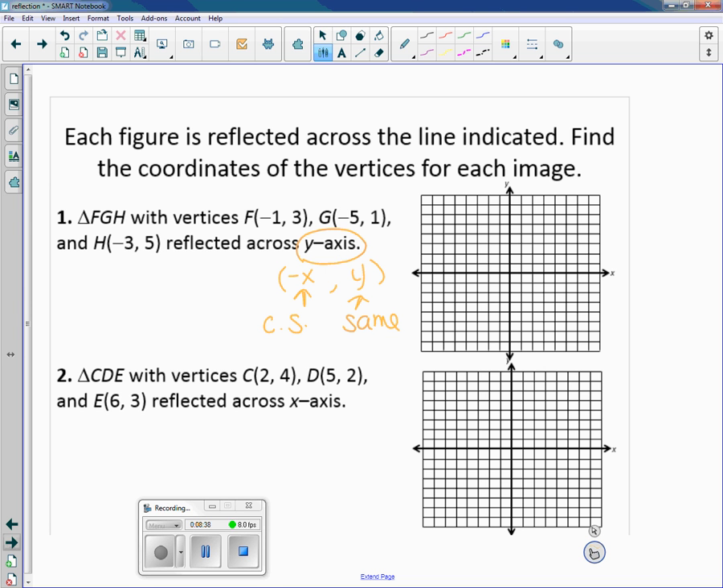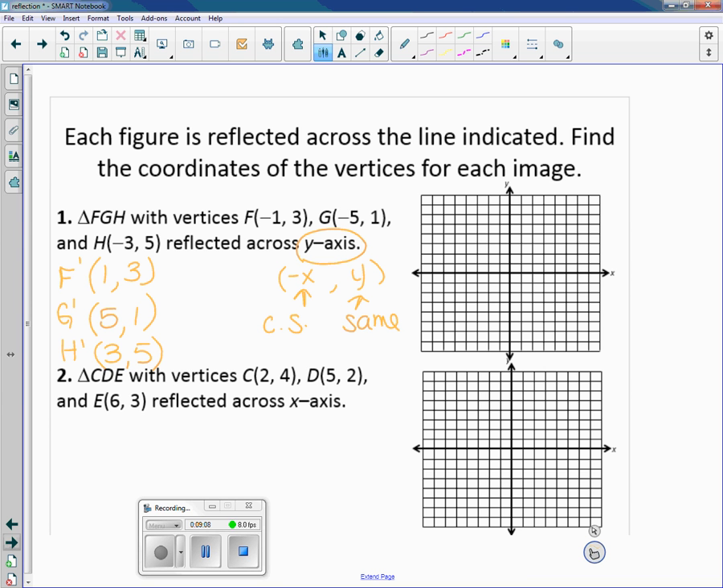So let's look at this. If I look at F, my F prime, the x is going to change sign. So it becomes 1. And my y stays the same. G prime. My x is going to change sign, which is 5. And my y stays the same. H prime. My x changes sign, 3, and my y stays the same.